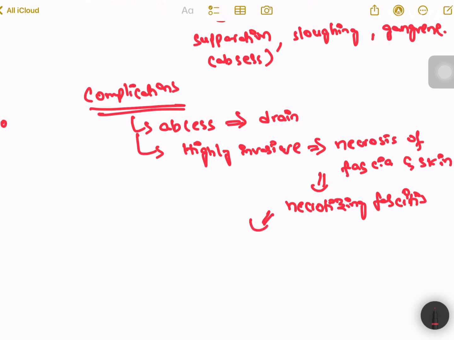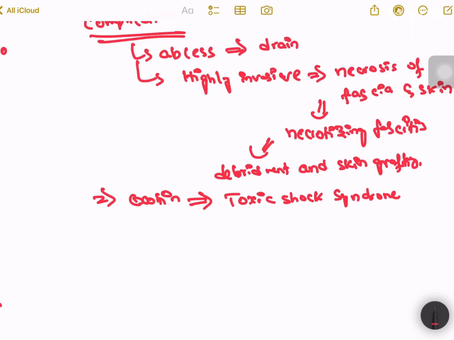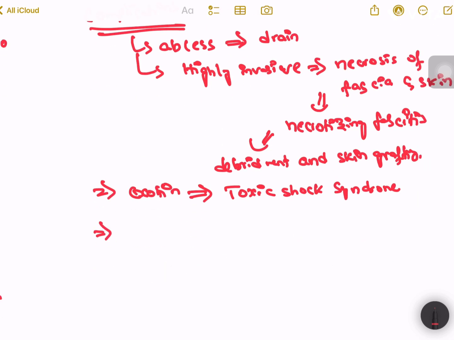What is the treatment for this? This is debridement of the tissue, that means removal of tissue, and skin grafting. Exotoxins, we already discussed, sepsis it will cause. If it is some organisms like streptococcus or staphylococcus, it can cause toxic shock syndrome. Okay, remember this toxic shock syndrome. Next, cellulitis can also cause ketoacidosis in diabetes mellitus patients.